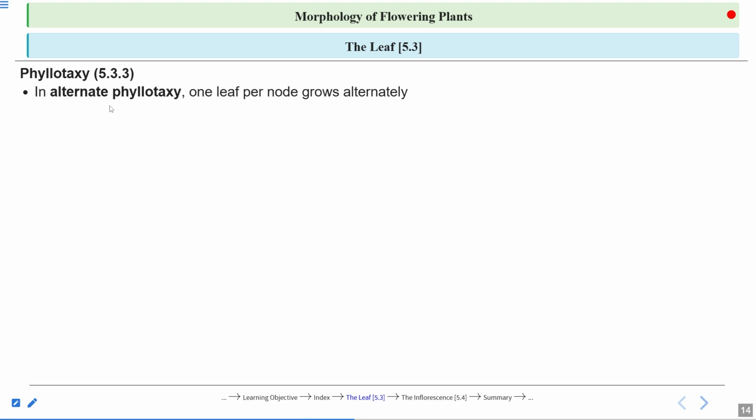What happens in alternate phyllotaxy? One leaf per node grows alternately. So leaves arise from alternate nodes. One leaf per node, only one leaf from one node. This is found in China rose, mustard, and sunflower. So you should remember the examples also. They can ask you in the exam, for China rose, mustard, and sunflower, what kind of phyllotaxy is present here. So we'll answer alternate phyllotaxy.